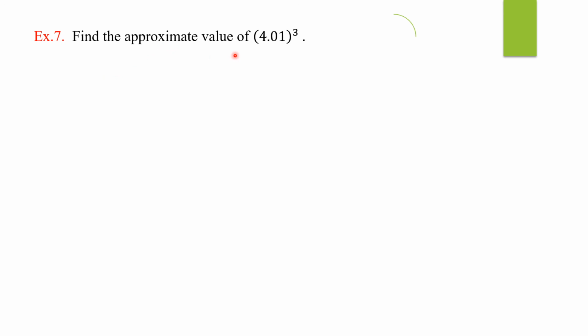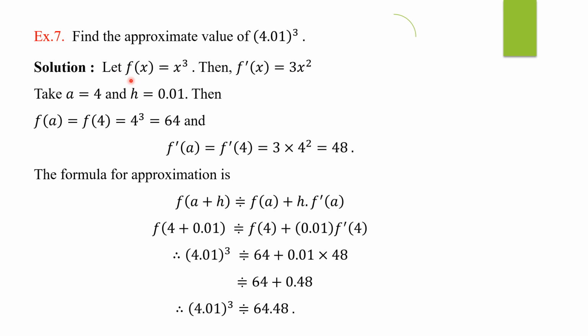Example number 7. Find the approximate value of 4.01 raised to 3. Solution. Let f of x equal to x cube. Then f dash of x, its derivative, is 3x square. The number 4.01 is split as 4 plus 0.01. Therefore, take a equal to 4 and h equal to 0.01. Then the value of f of 4 is 4 cube, which is equal to 64. Also find the value of f dash of a, that is f dash of 4. Then we get 3 times 4 square. 4 square is 16. 16 into 3 is 48.